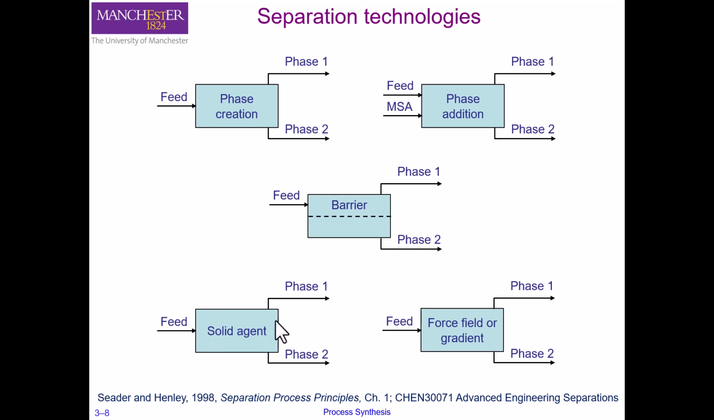And then you can have for example, instead of a barrier you can have a solid agent, like you have adsorbents, okay, like charcoal or carbon that can absorb some components selectively while other can pass. Or we can have force fields like magnetic field or electric field, depending on what kind of composition of your feed is, and then you can separate them based on their charges and magnetism.